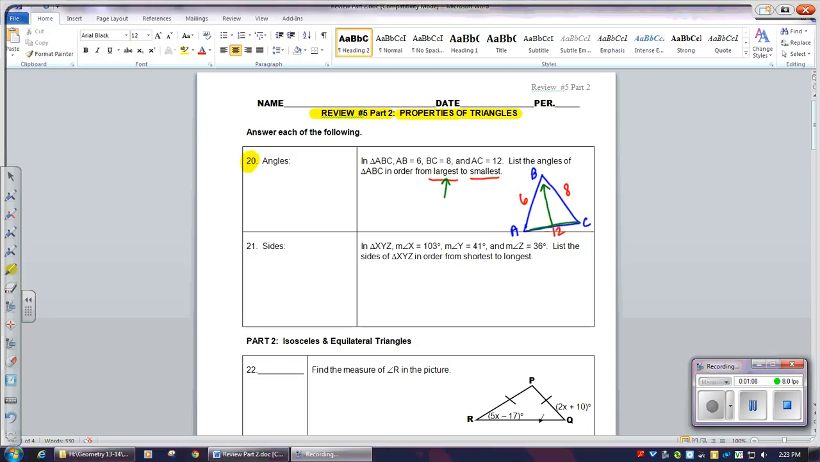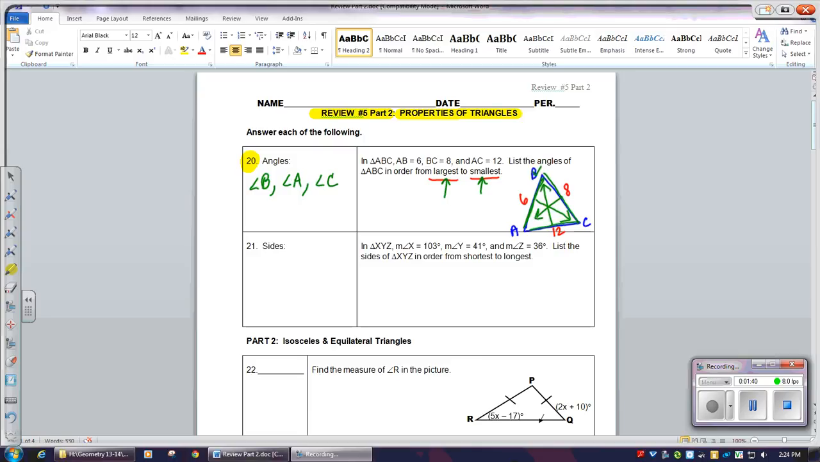Draw your arrow. What angle is across from the longest side? Angle B. So it comes first. Check, we've done B. What's the next longest side? 8. So the next largest angle will be across from 8, which is angle A. And then finally, the shortest side, which is 6, will come last because smallest is last. And across from the smallest side, the shortest side, is the smallest angle, which is angle C.